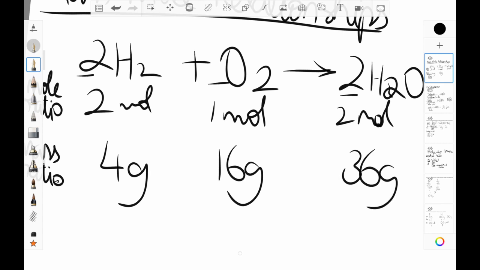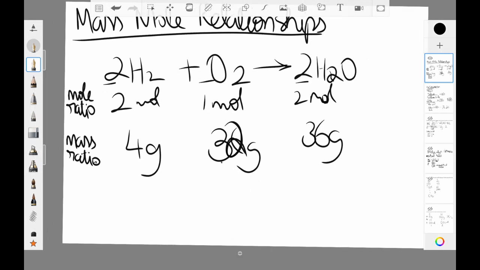I'm so sorry. 1 mole of oxygen is 32 grams. Yeah, 32 grams. There are two things that I want to point out here. Number one, 4 plus 32 is 36. That confirms the law of conservation of mass, where mass is neither created nor destroyed, and it only changes from one form to another.